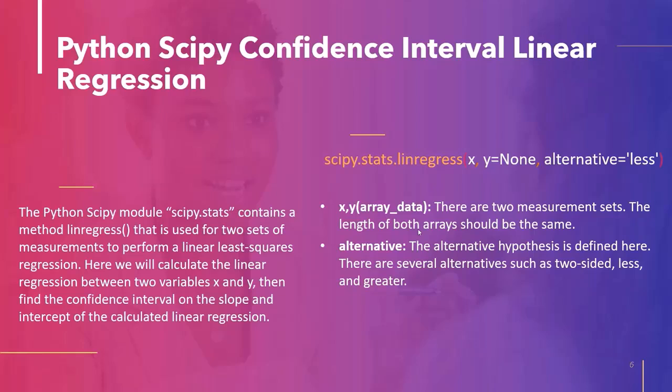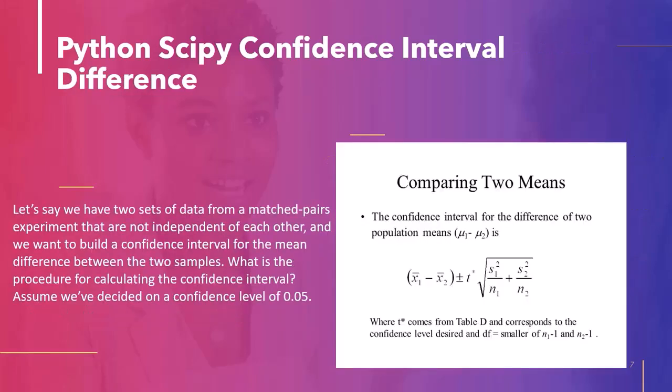Let's move to the next topic, Python SciPy confidence interval difference. Let's imagine we want to create a confidence interval for the mean difference between two samples, and we have two sets of data from a matched pair experiment that are not independent of one another. What steps are involved in determining the confidence interval? Let's understand with an example.